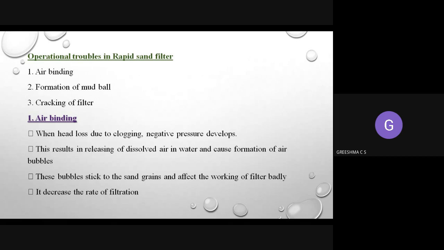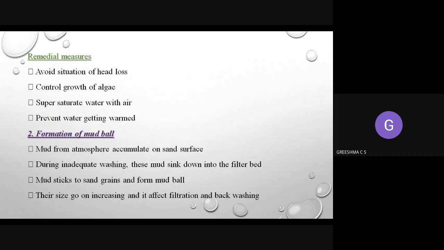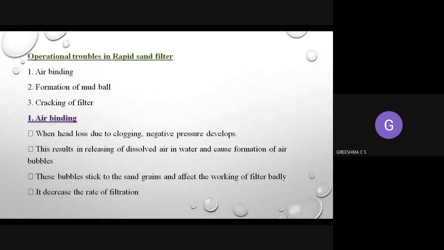First one, coming to air binding. Okay, air binding. So air binding means when the head loss due to clogging occurs, there will be a negative pressure. Okay, this results in the release of dissolved air in the water and causes the formation of air bubbles. Okay, and these bubbles stick to the sand grains and affect the working of the filter badly, and this can also decrease the rate of filtration.